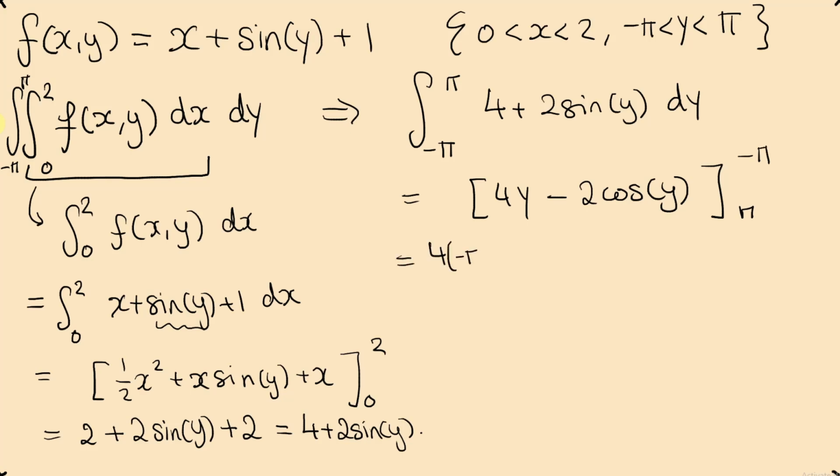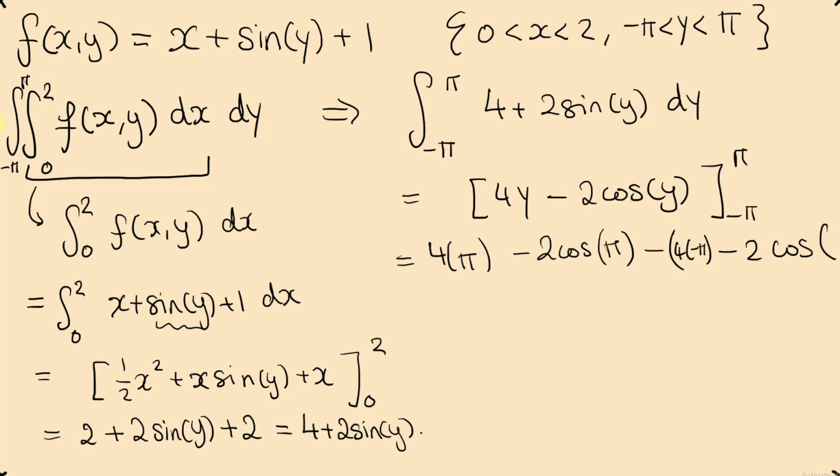So you have 4 pi minus 2 cos of pi, minus, sorry, I flipped the bounds around, my bad, it should be pi to minus pi, and this should be 4 pi. You have 2 minus 2 cos of minus pi. Cos of pi is minus 1, so that's plus 2, and that's going to cancel.